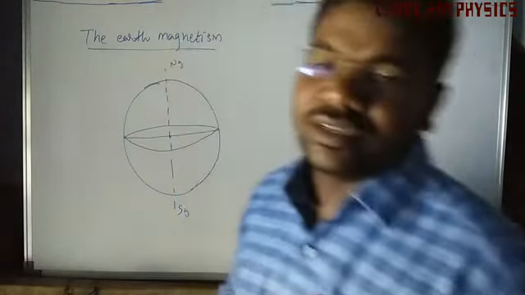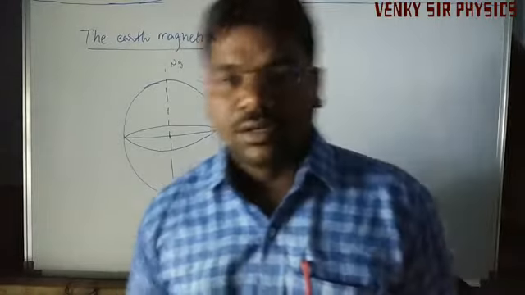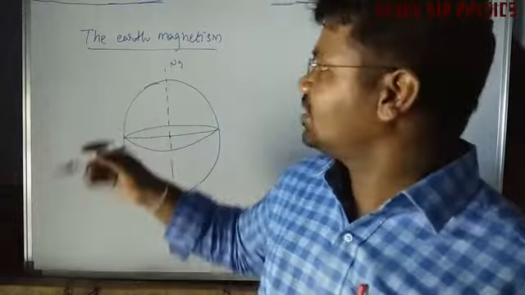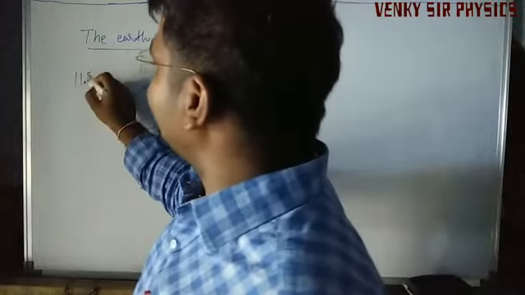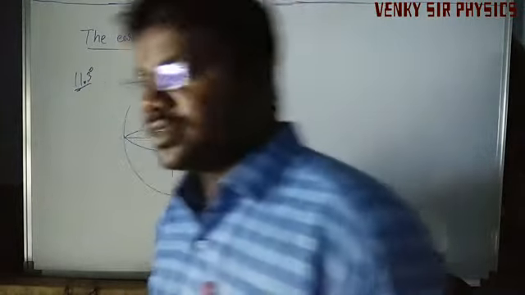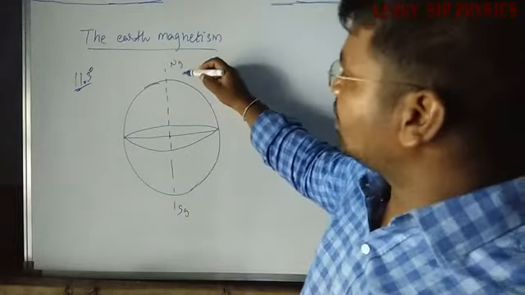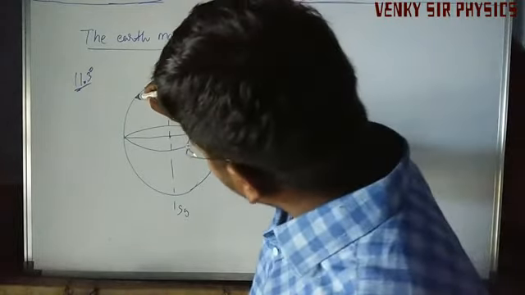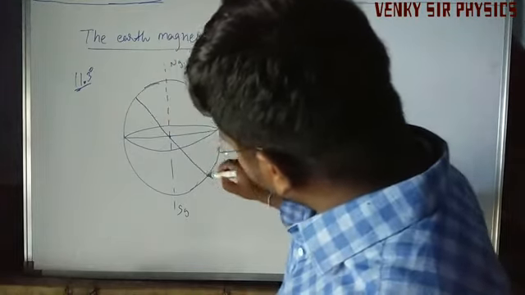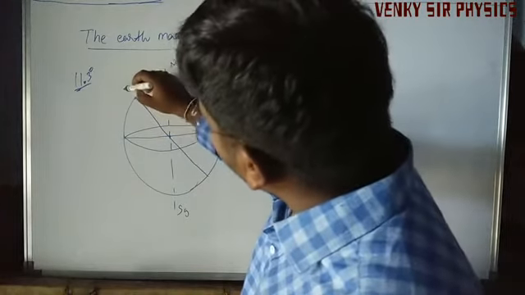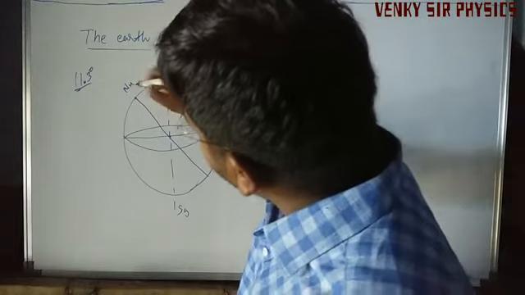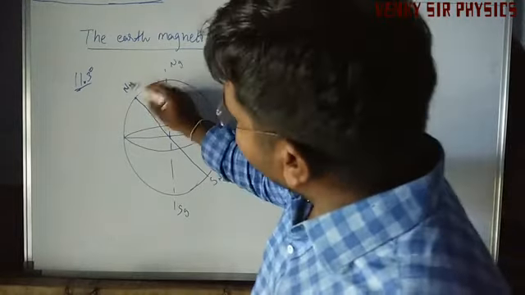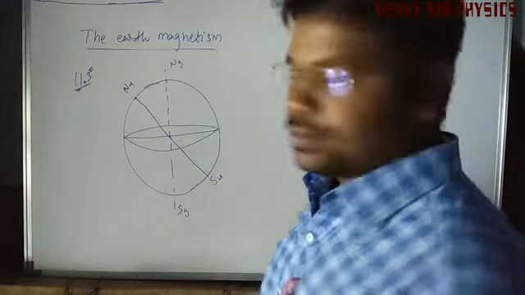Geographic meridian. So according to this, the magnetic meridian is tilted 11.3 degrees with the geometric north and south pole. This line indicates magnetic north and magnetic south, the magnetic north and magnetic south poles.